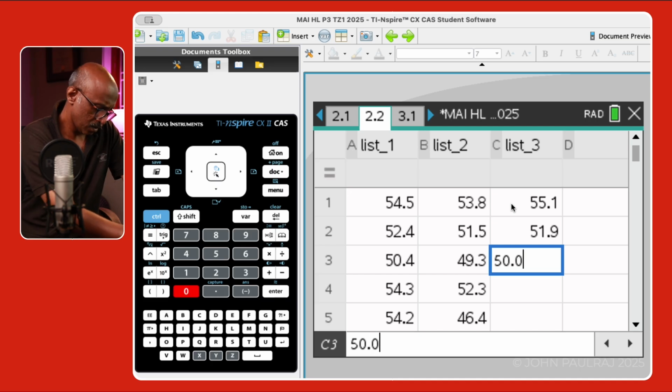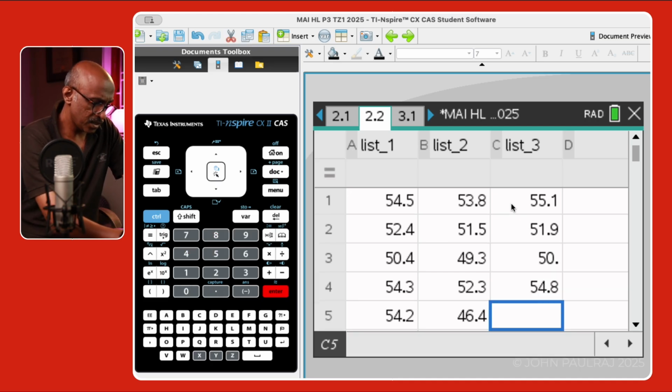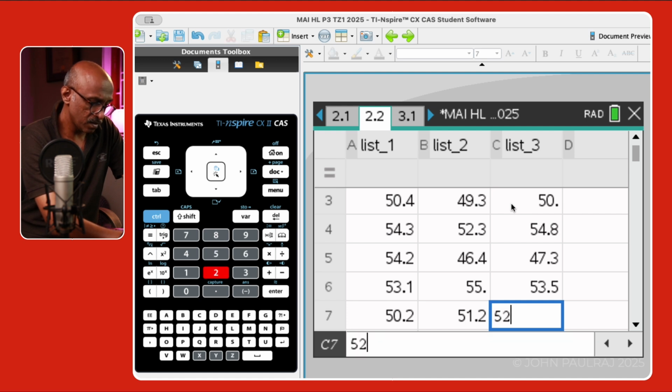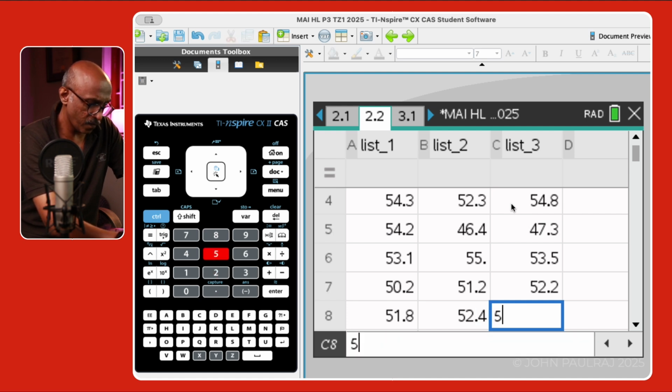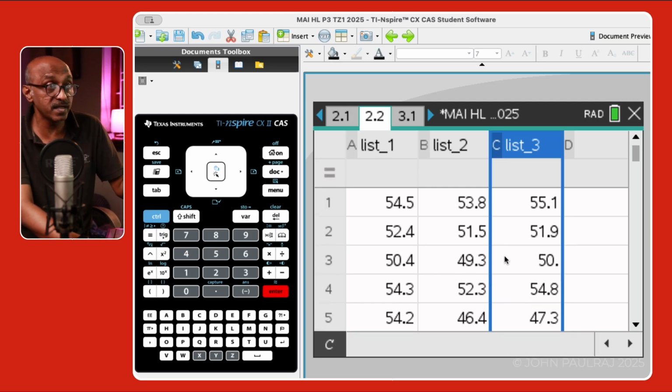50.0, 54.8, 47.3, 53.5, 52.2, and 54.4. Okay, I hope I got everything right, 8 in all, and I hope I entered everything correctly.